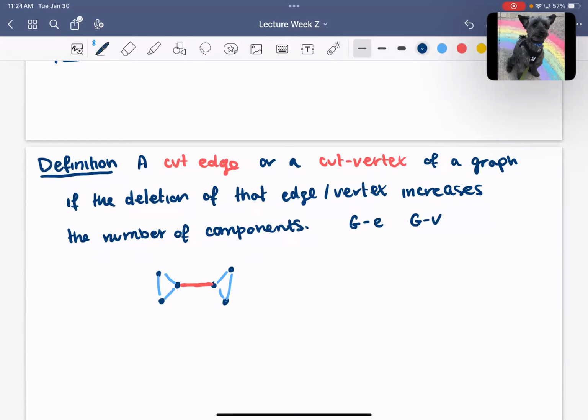And here's the most dramatic thing that can happen with a vertex. Let's say I have a bipartite graph with one vertex on one side and a bunch of vertices on the other side. If I delete this vertex, then I also delete all the edges incident to it. And so then I'm left with just 4 isolated vertices on the right. That increases the number of components quite dramatically. And so that's a cut vertex.